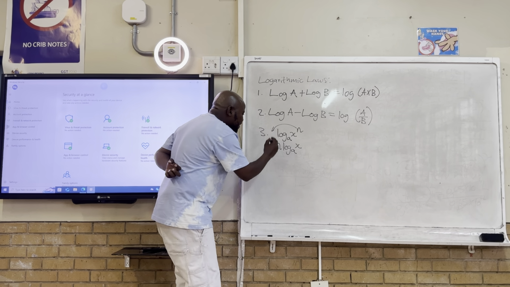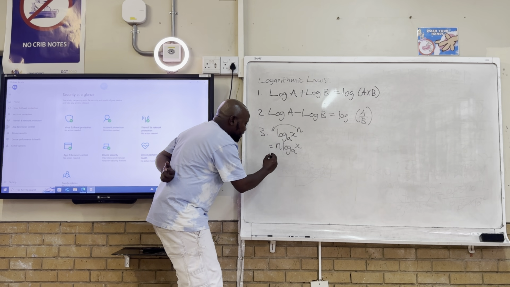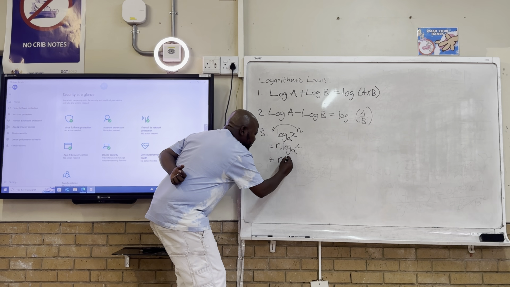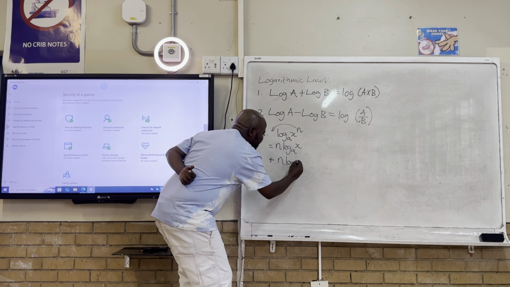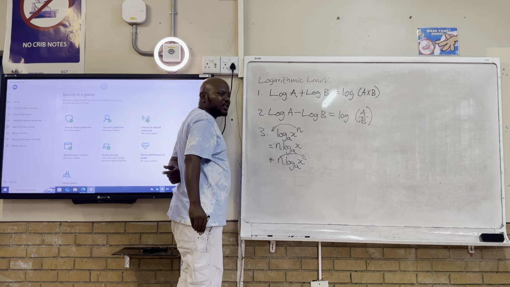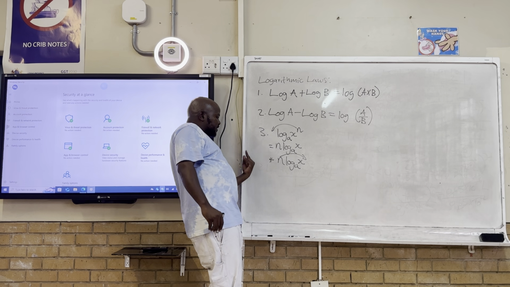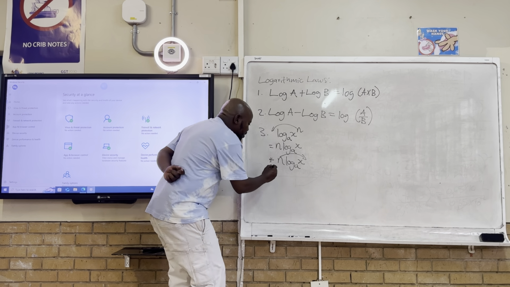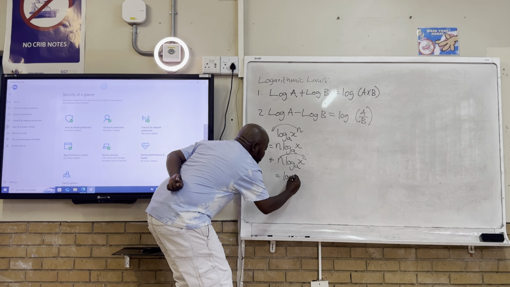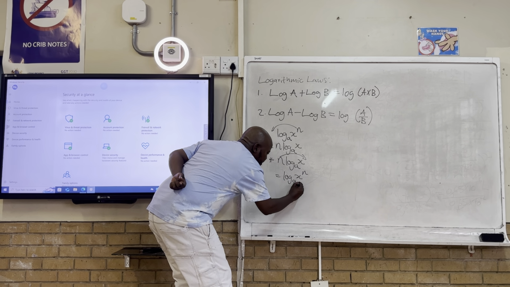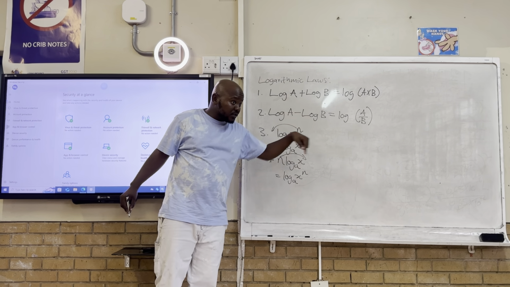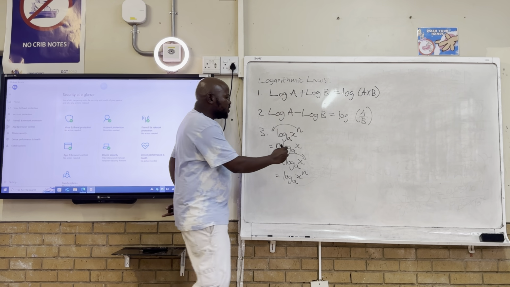When we are given something of this nature, I'll just do it as a star: n log of x base a, this exponent can move to the front because it was dropped. Now we can move it back, and we're going to have log of x raised to the power of n base a. Are we together? The exponent has moved back.